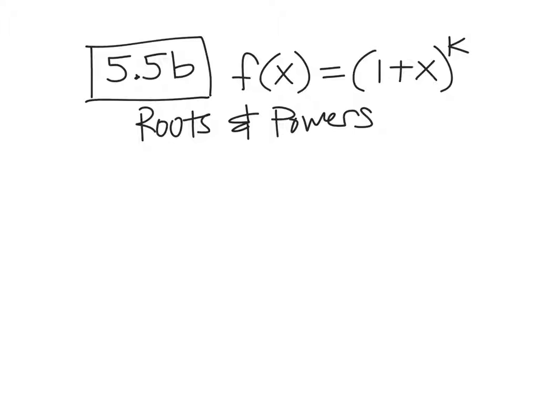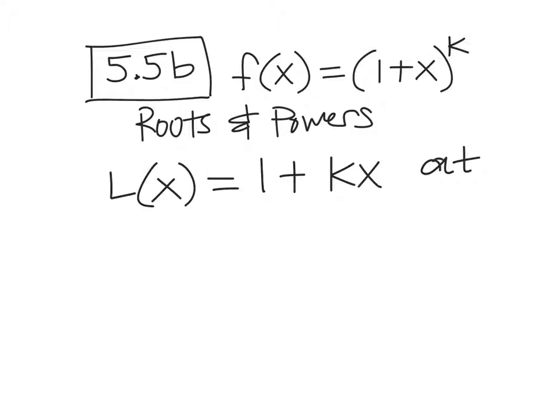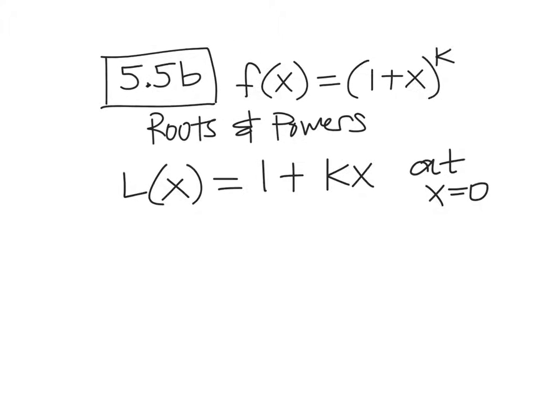So if you had to find the linearization for something that looks like this, f of x equals 1 plus x to the k, then the linearization, and you just did this in your homework, equals 1 plus kx. This only happens at x equals 0, okay? Now, if they give you x equals 0.1, then x equals 0 would work because that's close enough, right? Did you like that? It's close enough.